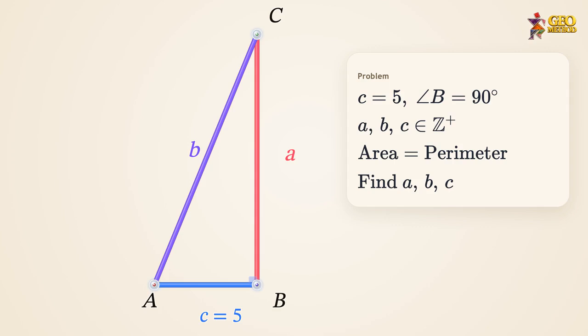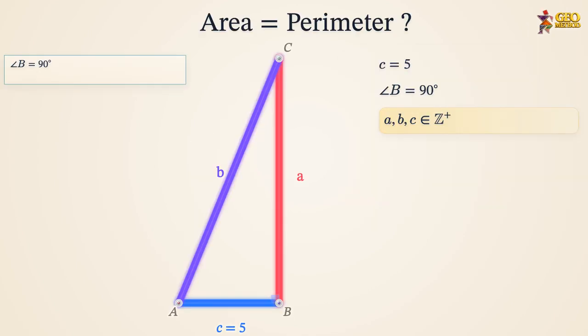We have a right triangle with c equal to 5, angle B equal to 90 degrees, and a, b, c positive integers. The area equals the perimeter, and the goal is to find a, b, and c. Now focus on the geometry. This is a clean right triangle problem where geometry and integer arithmetic meet.